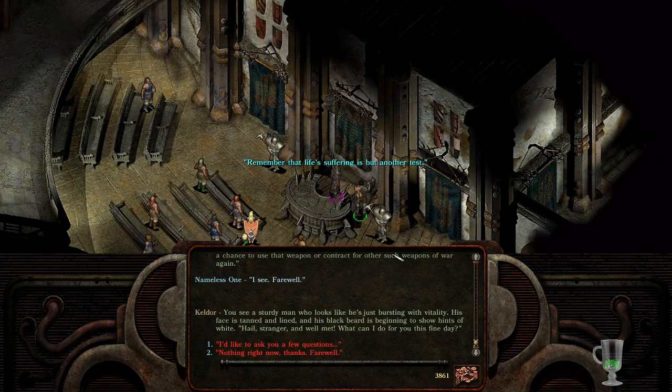What's up, Keldor? See, a sturdy man who looks like he's just bursting with vitality. His face is tanned and lined, and his black beard is beginning to show hints of white. Hail, stranger, and well met. What can I do for you this fine day?